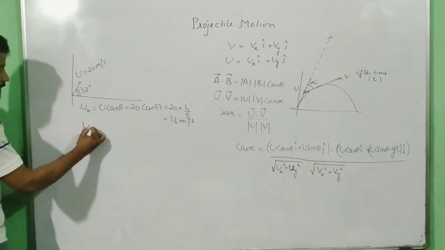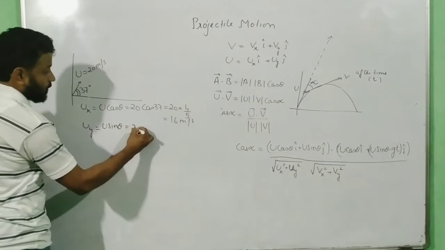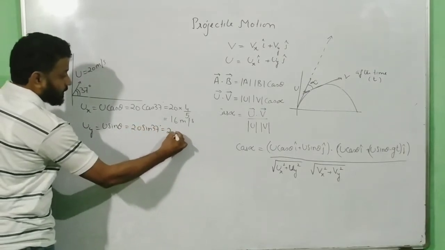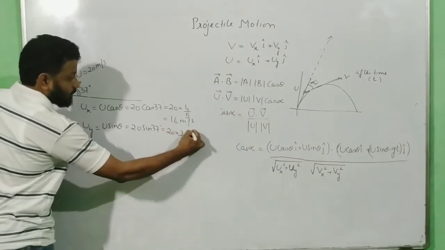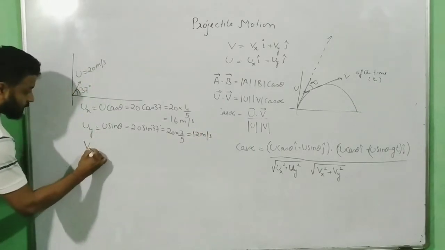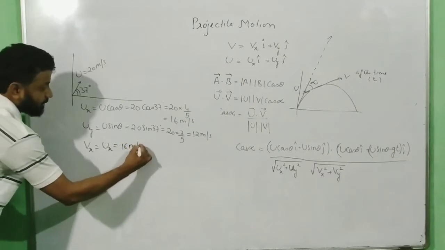What about your Uy? Uy is equal to u sin theta, that is equal to 20 sin 37, and that is equal to 20 times sin 37, which is 3 by 5. That is equal to 4, 4 3s are 12, so it is 12 meter per second. Let us try to find Vx. Now Vx will remain as Ux and that will be equal to 16 meter per second.